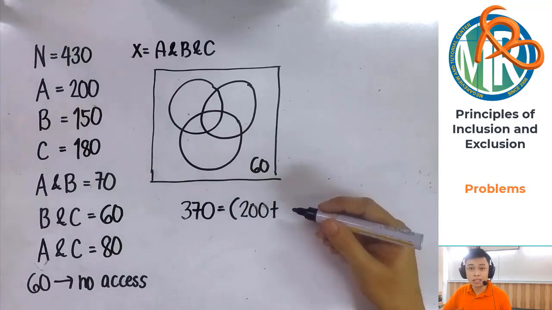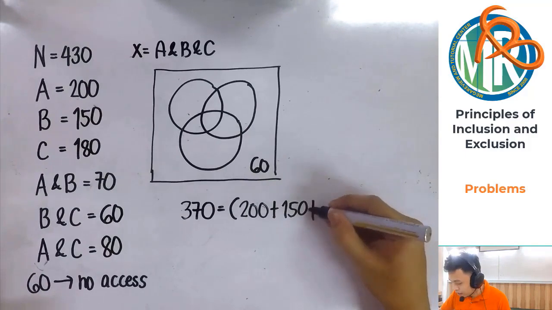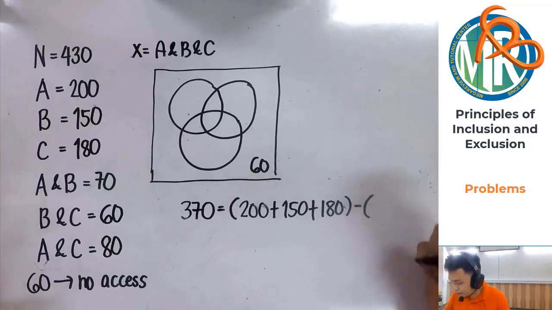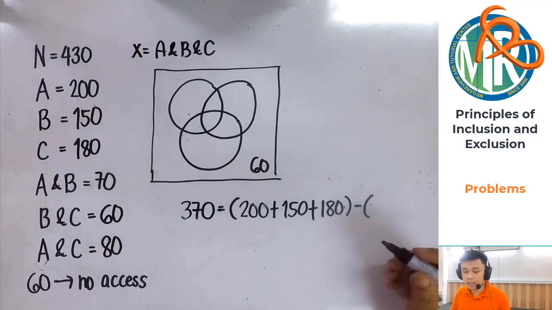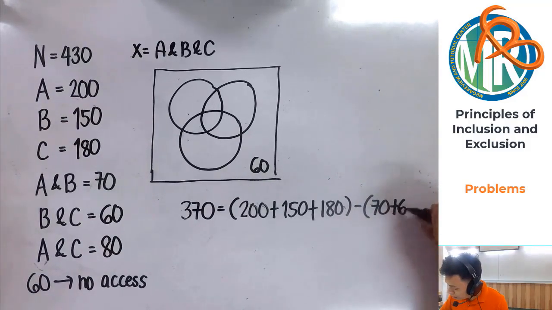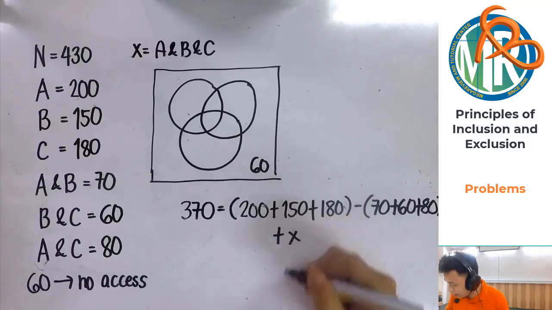So, using principle of inclusion and exclusion, i-add lang natin yung number of elements that belong to at least one set, no? This will be 200, 150, 180, and ibawas naman natin dito yung number of elements naman that belong to at least two sets, no? So, this will be minus 70, this is plus 60, plus 80, and this will be plus x.